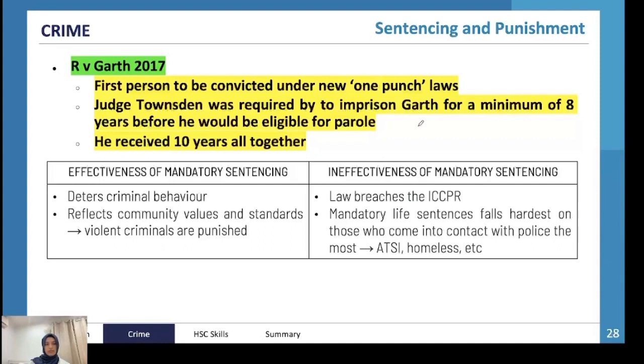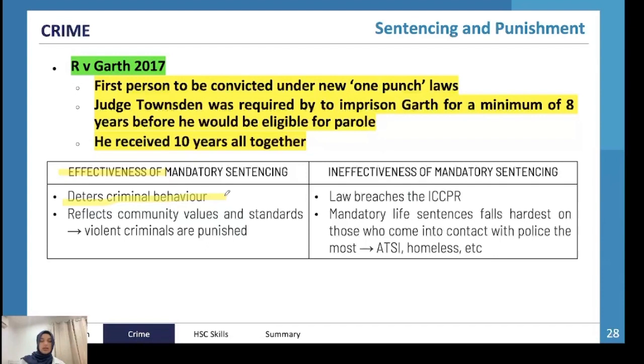So what are the effectiveness and ineffectiveness areas that we consider? First of all, it's effective because it deters other criminals from doing this. So people who are intoxicated, or before they're intoxicated, will keep in mind that, hey, I have to be careful nowadays about getting into arguments with people, with assault, everything like that. So it's deterring people from engaging in criminal behavior, and it reflects community values and standards. A lot of people in the community, most people, will say that violence is not the answer and violence should be punished. So it's reflecting that.